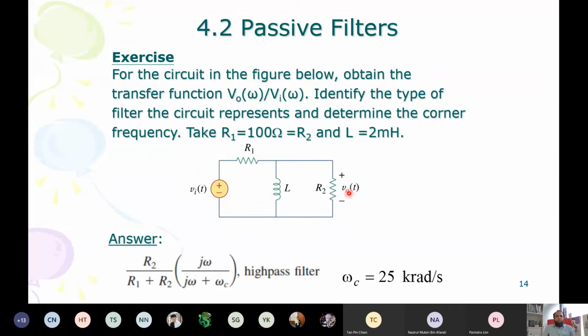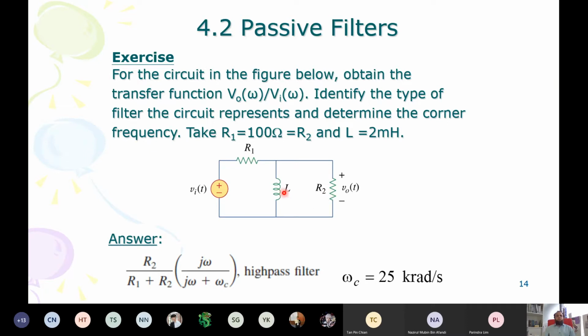And if we're looking for V naught, we can apply voltage division. So the voltage here plus the voltage here is equal to V1, Vi, or we can say V naught is equal to R2 parallel J omega L upon R2 parallel J omega L plus R1 times V1, and this will go to other side in the denominator. So it will be V naught over Vi, right? Once we have V naught over Vi, it will be in terms of R1, R2, and J omega L.